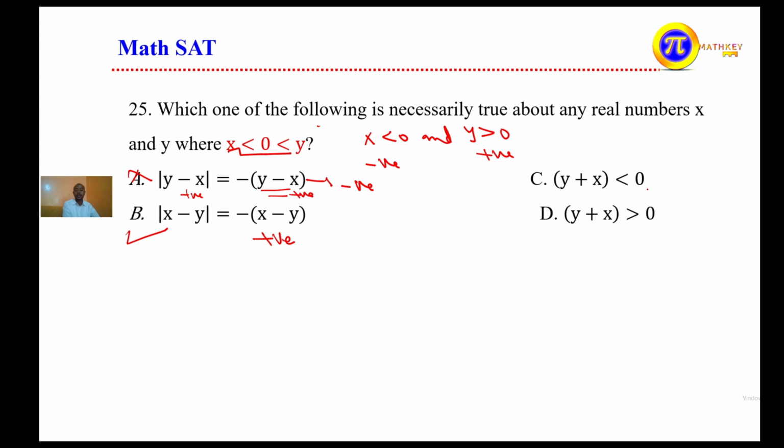Check. When it comes to here, y plus x is less than 0. We don't know the exact value of y or the exact value of x. When y is less than x in magnitude, for instance, let's take y equals 2 and x equals negative 3. So 2 plus negative 3 is less than 0. Similarly, take the reversed one: y equals 2 and x equals negative 1. When you take their sum, 2 plus negative 1 is 1. 1 less than 0 is impossible. Y plus x greater than 0, as we did here, is impossible.